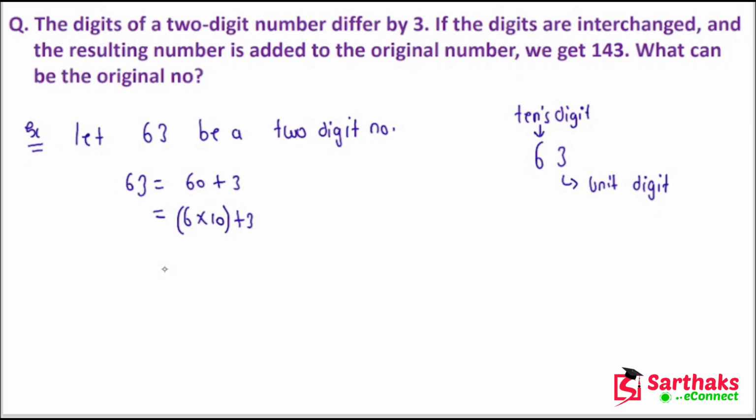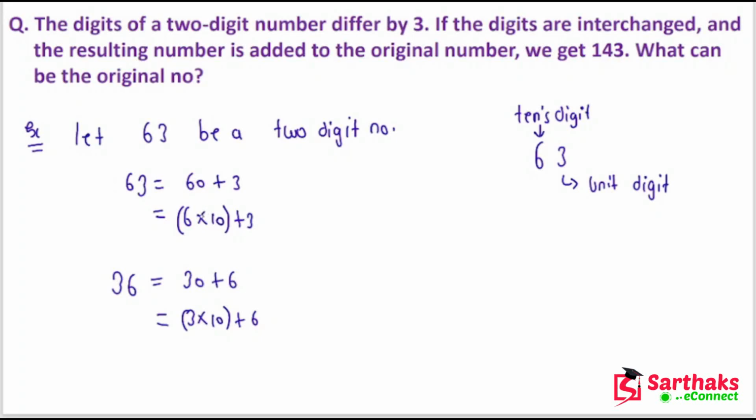Also what happens if I reverse the digits? If we reverse the digits, then 3 becomes the tens digit, and 6 will become the unit digit, so the number will become 36, right? Now how do we write 36? Again in the expanded form it can be written as 30 plus 6, which will simply give you 3 into 10 plus 6. So now you have learned the concept that if you have to represent a 2-digit number and you have taken some unit digit and tens digit, then the tens digit should be multiplied by 10 plus unit digit multiplied by 1, and that will represent the number. So this is the concept behind these type of questions.